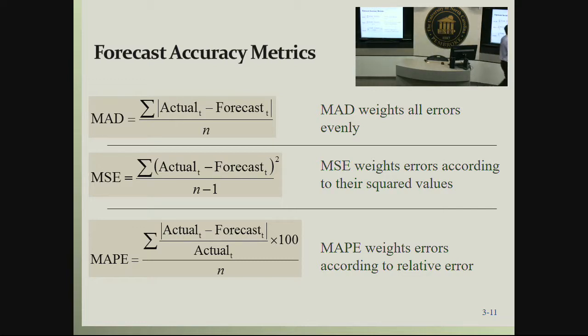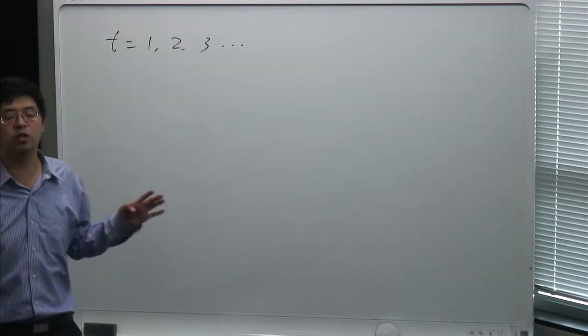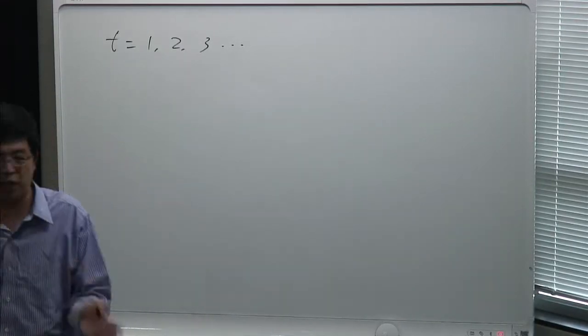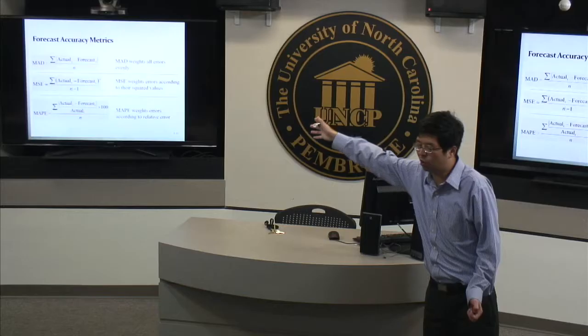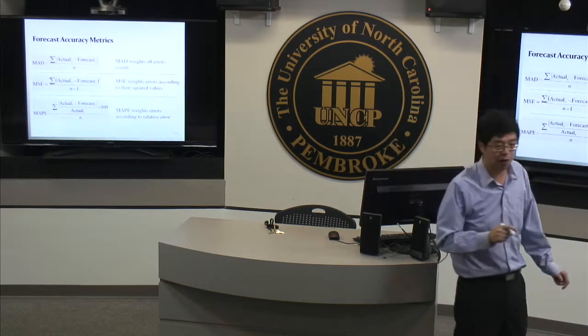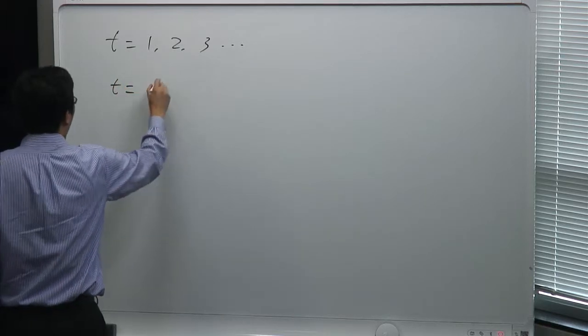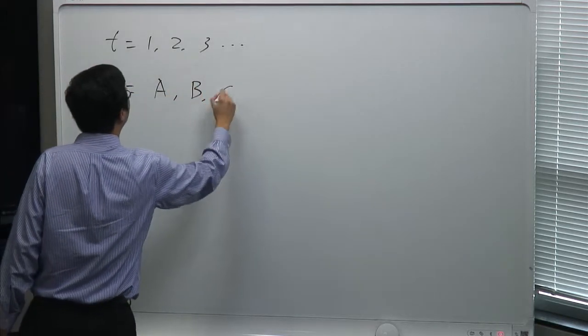So t can be the time period, like 1, 2, 3 time periods. If you want to say, what is my forecast result for the past 3 weeks, comprehensively speaking, you should choose all 3 weeks of forecasts and plug them into this formula to calculate MAD. But it can also be different products, A, B, C.